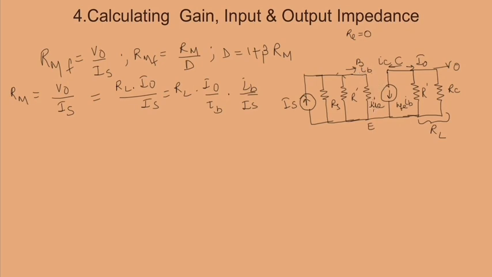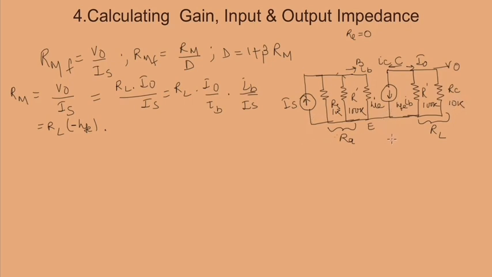So it is HFE, right? So Rm will be RL into minus of HFE, which is the current gain of the transistor, and IB by IS. Let us say this value is RA, the parallel combination of RS and R dash. We know R dash is 100K, RS is 1K, this is 100K and this is 10K.